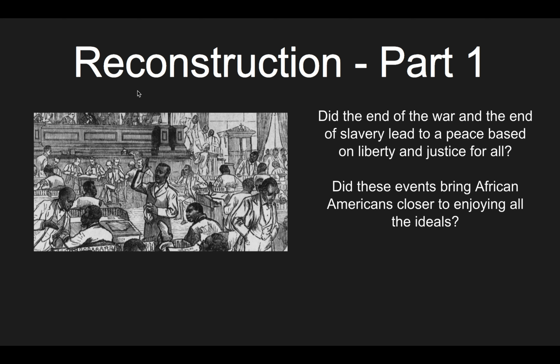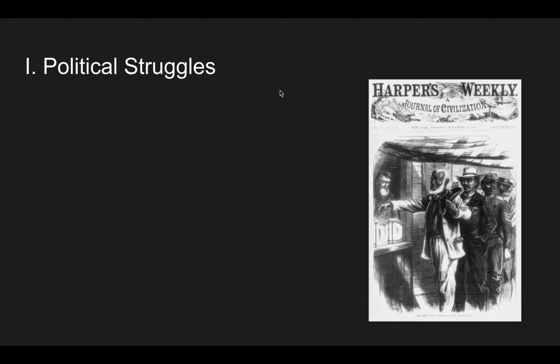Reconstruction is an important time in American history, and even today in 2019 or whenever it is, we are still experiencing the impact of Reconstruction. Roman numeral 1, political struggles. This shows a freedman, a formerly enslaved African American, and a line of them voting.